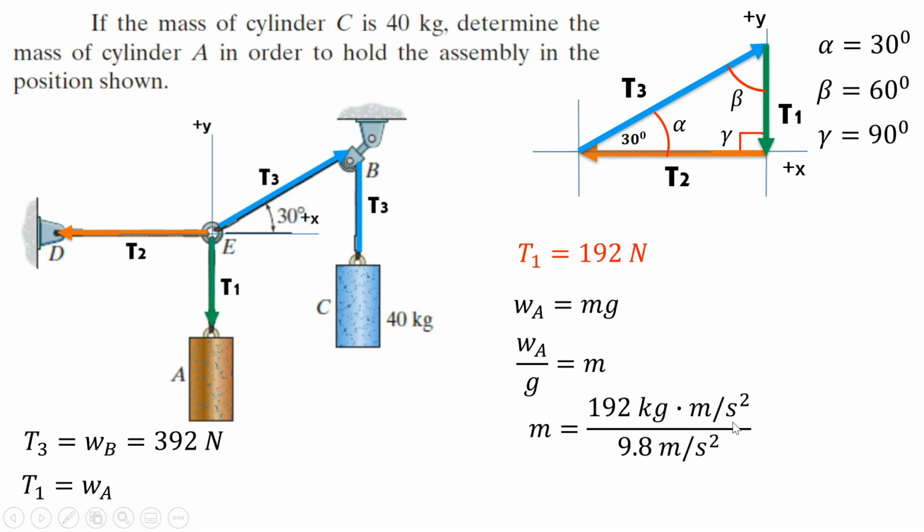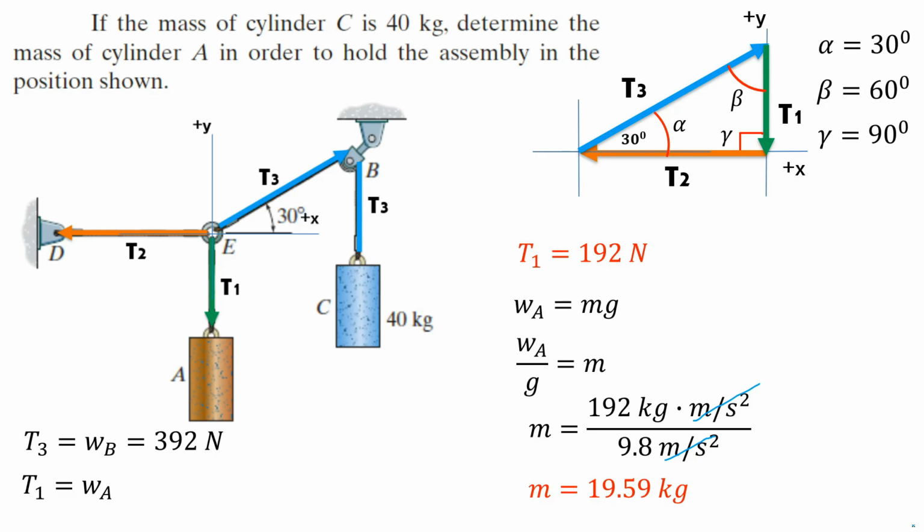Remember, kilogram meter per second squared is equivalent to Newton. We can easily cancel out the same units. So what is left is kilogram. And the answer now is 19.59 kilogram. So I hope this is clear for this type of problem.